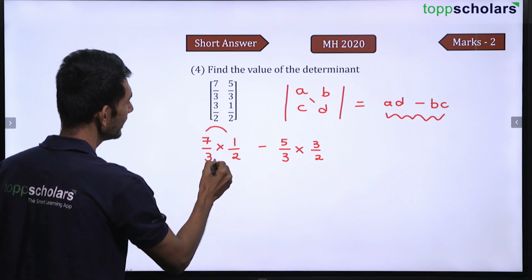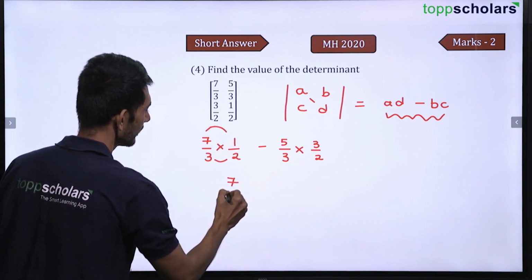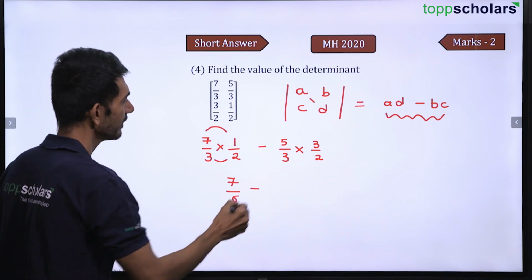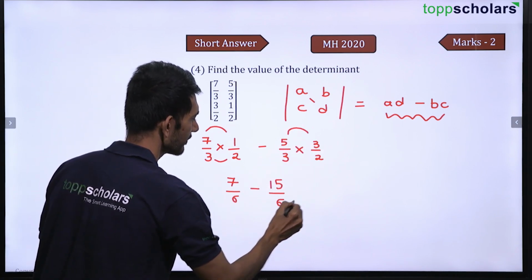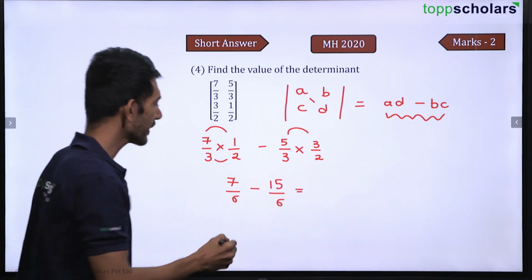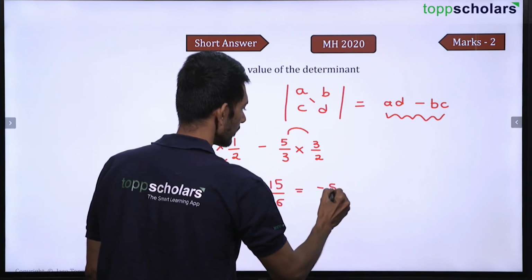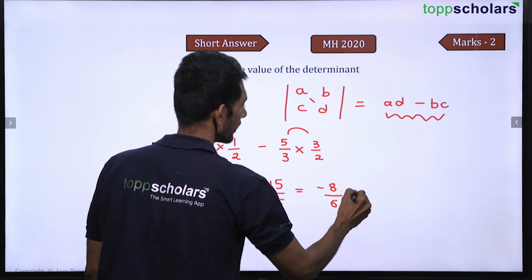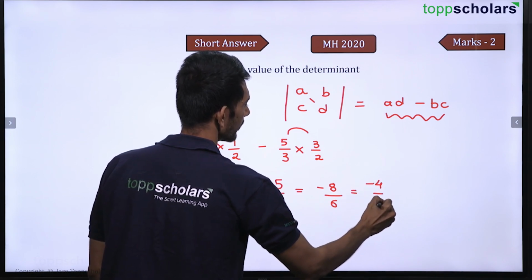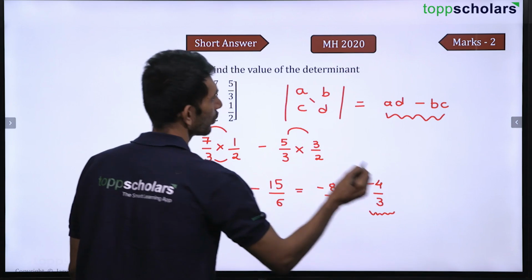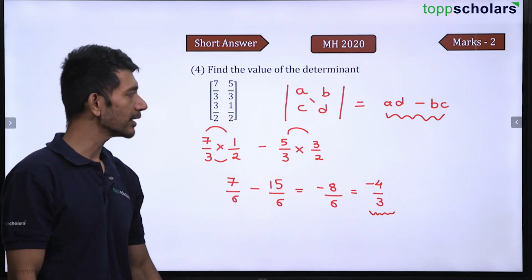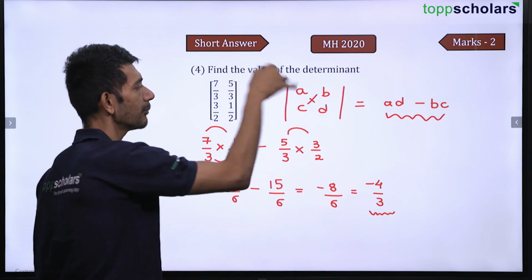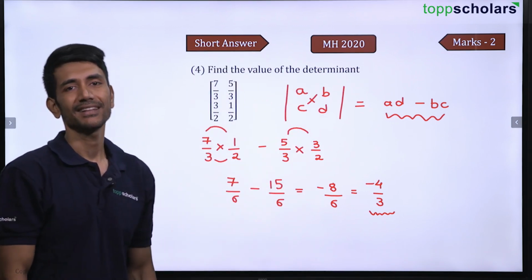So 7 1 is 7, 3 2 is 6. That gives you 7 by 6 minus 5 3 is 15 by 6. 7 minus 15 is minus 8 by 6. That is minus 4 by 3. That's it. That is the value of the determinant. Asked for 2 marks. Very simple. A into D minus B into C. That gives you the final answer.